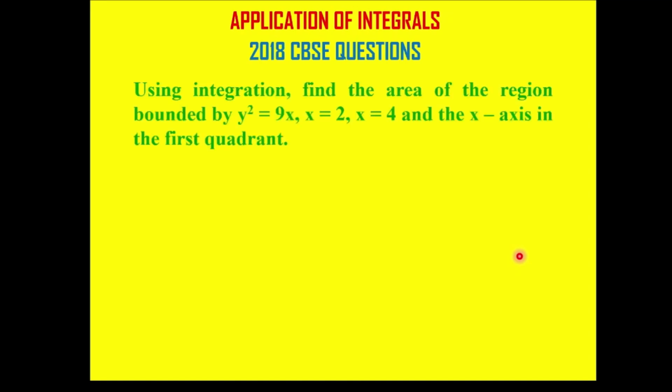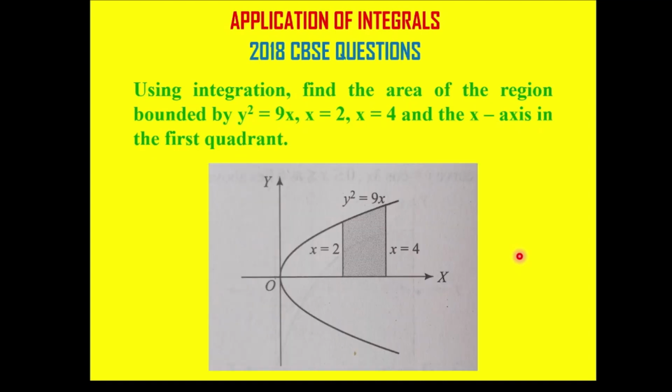Using integration, find the area of the region bounded by y square equal to 9x, x equal to 2, x equal to 4 and the x axis in the first quadrant. If you look at the question carefully, a similar question was given in this year's sample paper produced by CBSE, and the diagram looks like this. It is in the first quadrant. So this is a parabola, y square equal to 9x, a right parabola; x equal to 2 is a vertical line, x equal to 4 is another vertical line.